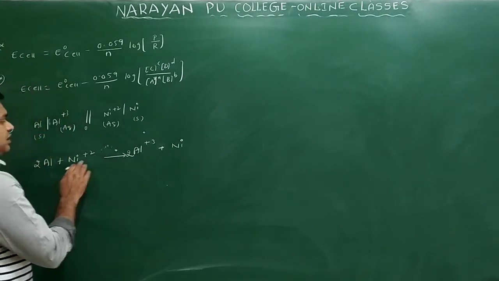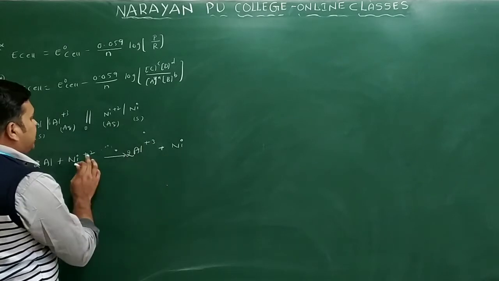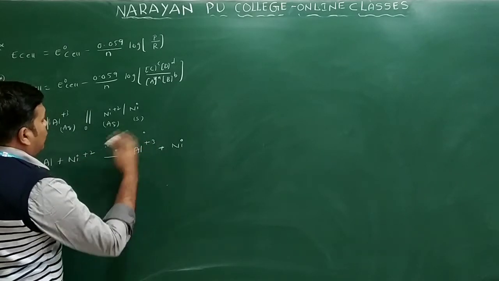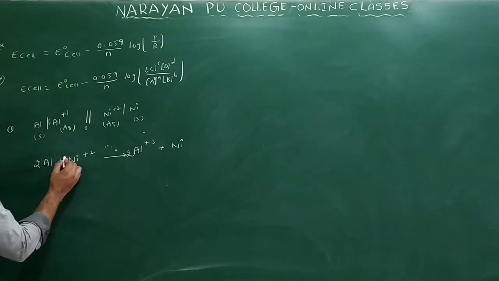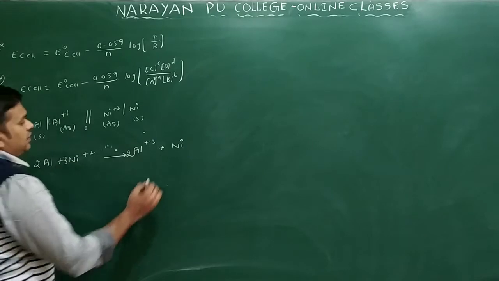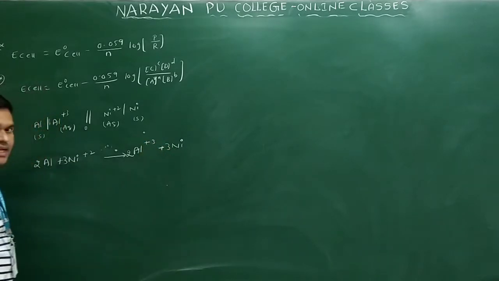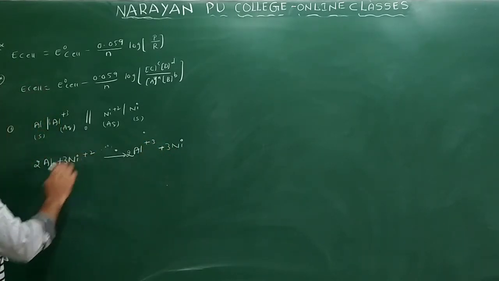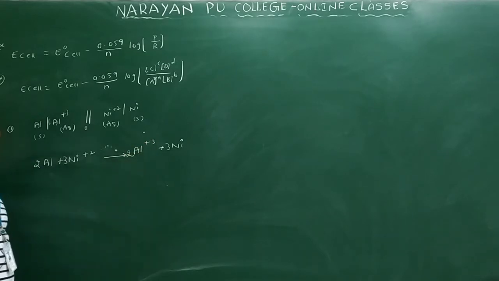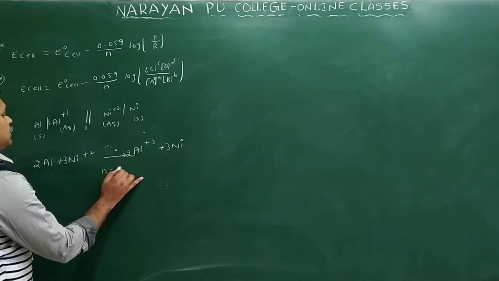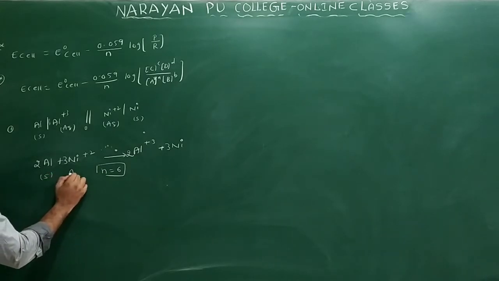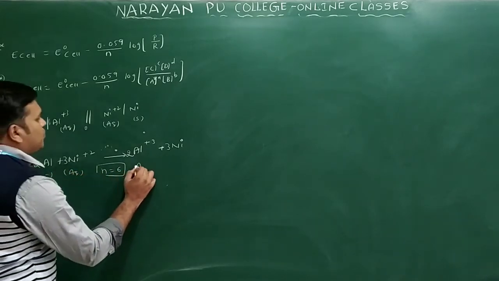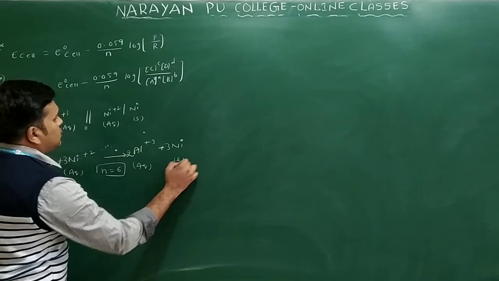But for Ni plus 2, the change is from plus 2 to 0, only 2 electrons. So we have to balance the electrons on both sides. So we get 2Al plus 3Ni plus 2 gives 2Al plus 3 plus 3Ni. Now 3 into 2 is 6 electrons, and 2 into 3 is 6 electrons. So n is equal to 6. Al is solid, Ni plus 2 is aqueous, Al plus 3 is aqueous, and Ni is solid.